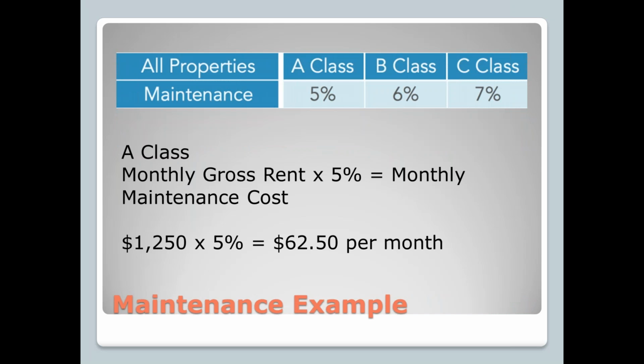So what does the maintenance percentage mean? Well, just like vacancy, we multiply that percentage by the monthly rent. And if we're looking at an A-class property within 6 years old, we use 5%, multiply it by the monthly rent, in this example $1,250, $62.50 per month. Again, keep in mind, this is not an expense that you're going to be paying every month. This is money going into your pocket that you want to set aside for when you eventually do have a maintenance issue.